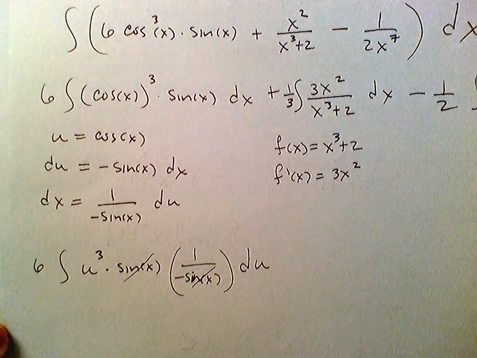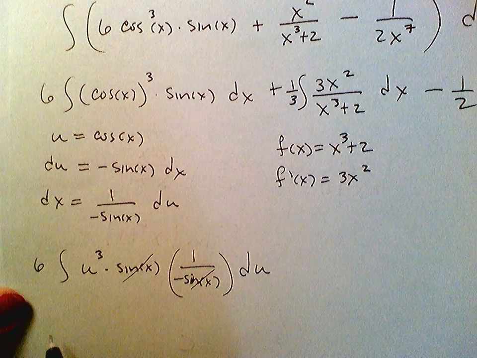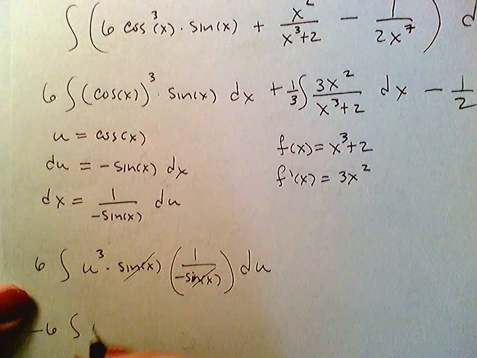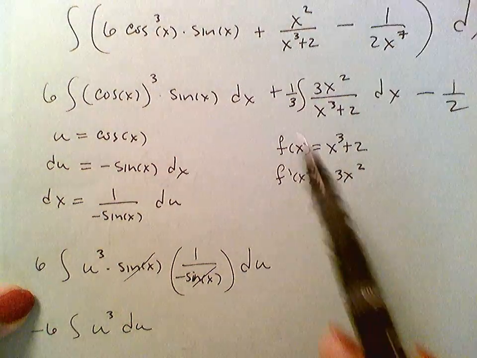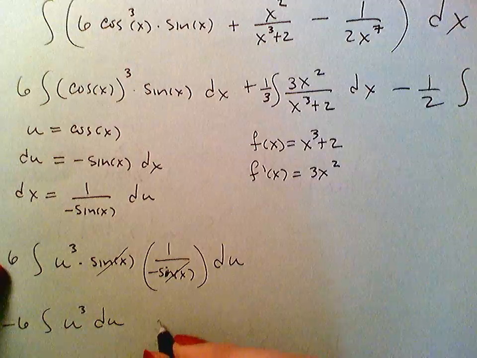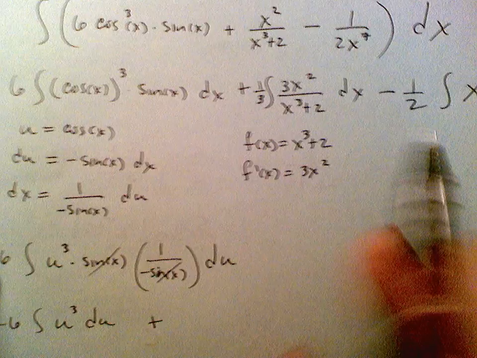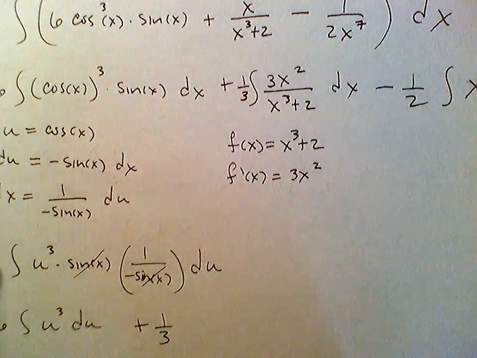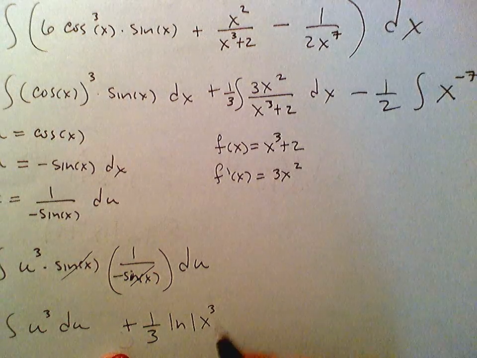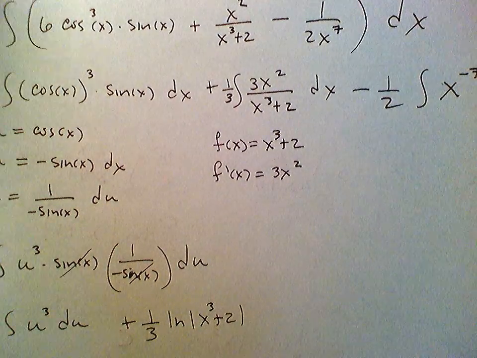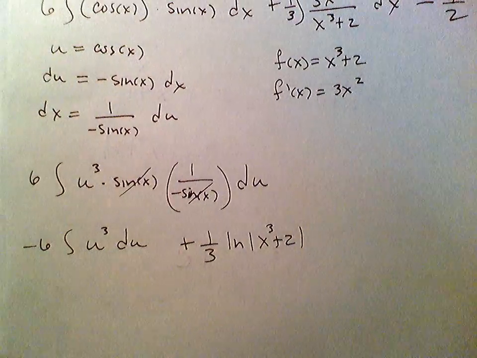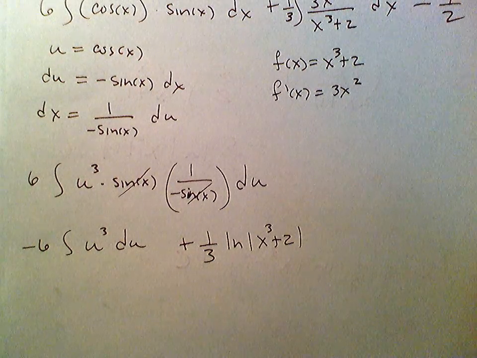So the next line, I'm going to bring everything down. I'm going to bring that negative outside. So this is negative 6 times the antiderivative of u to the third du. Now I'll do this antiderivative. So this will be plus, I'll carry down the third, and then I'll use that formula that we had yesterday. This is the natural log of the absolute value of the function in the denominator. Notice, I'm not doing a plus c after all of these. It's enough to just have a big plus c at the end, because c can be any constant. So we could just put it at the end.